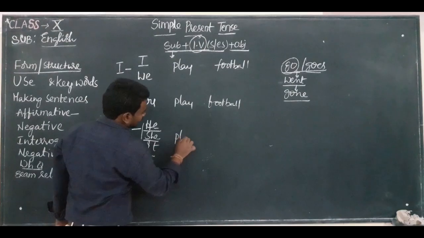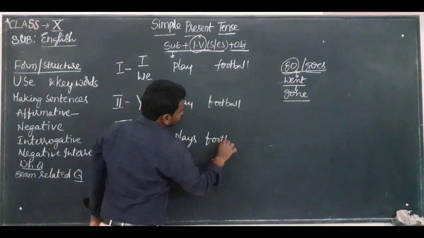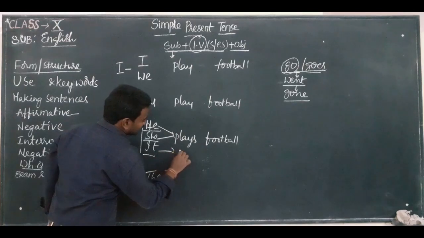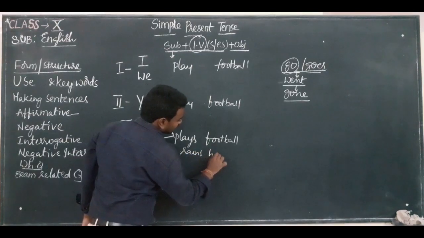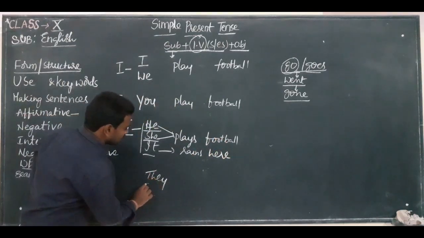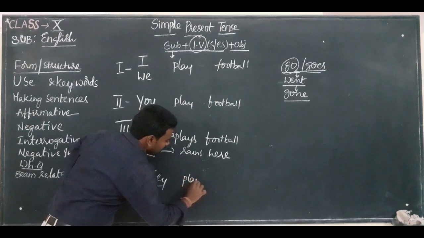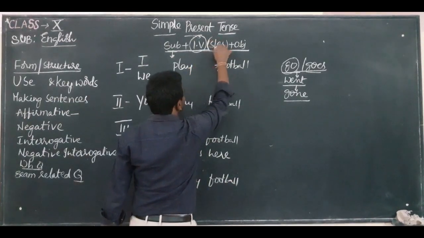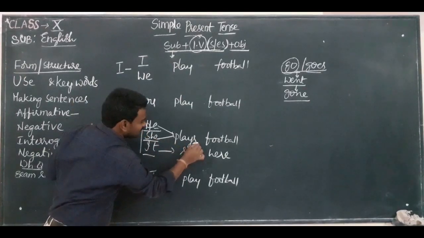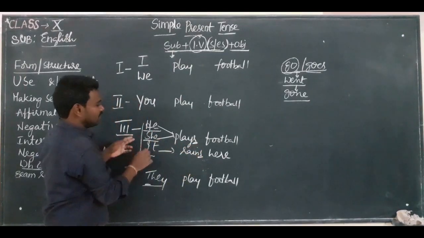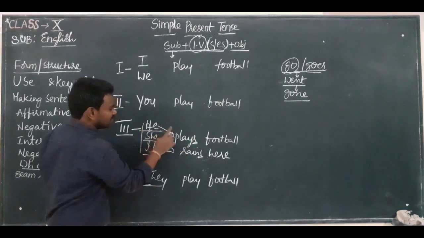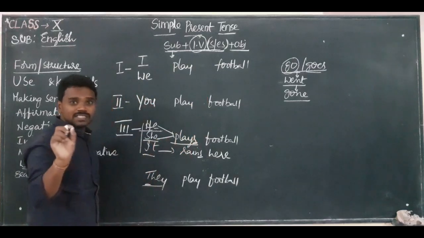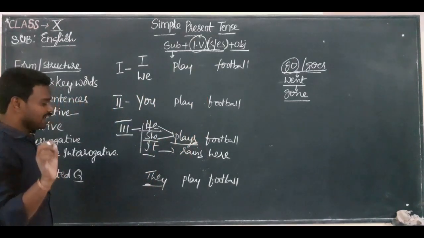He, she, it plays football. He plays football. She plays football. It we can use like this: it rains here. They play football. Did you observe? When do we add s or es to the verb? When the third person is singular, we add s to the verb. If the subject is singular, the verb must also be singular.